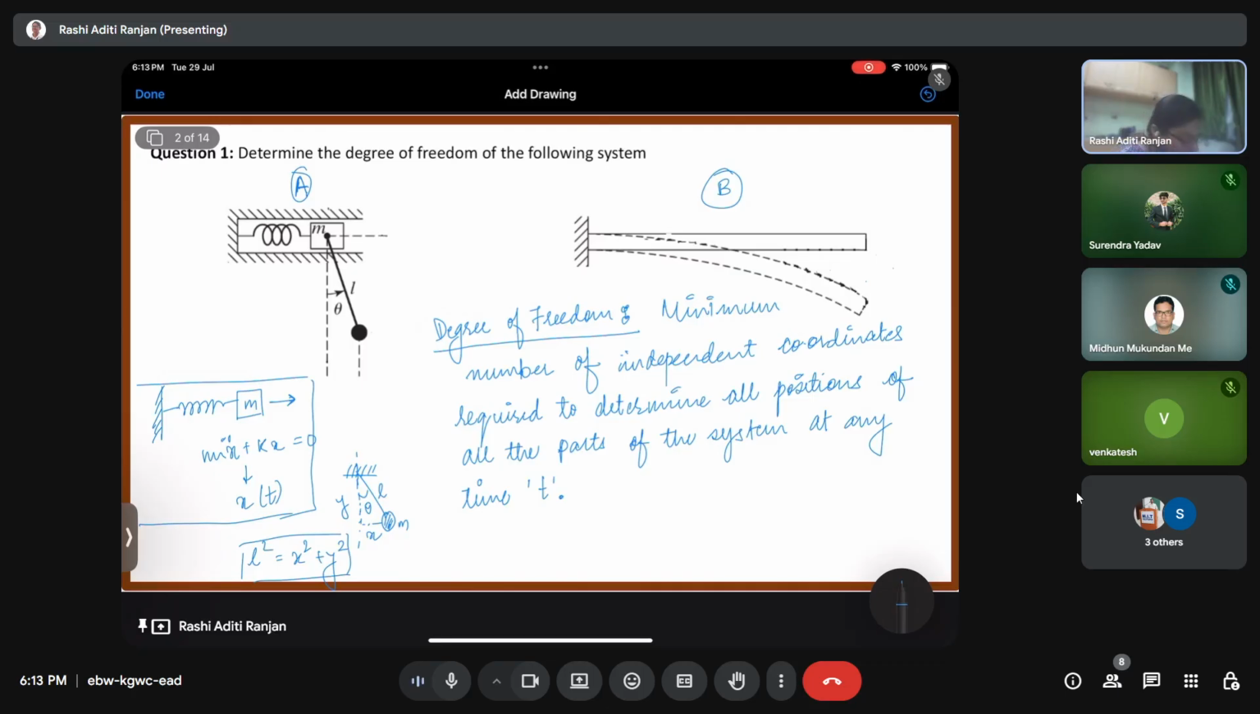So when we talk about the pendulum, we consider it as a 1 degree of freedom system. Though it has two coordinates x and y, we only need one independent coordinate, right? As per the definition, we need the minimum number of independent coordinates, and this system requires only one coordinate, right? So this is a 1 degree of freedom system, and that is why you must have seen we write the equation of motion of a simple pendulum in terms of theta.